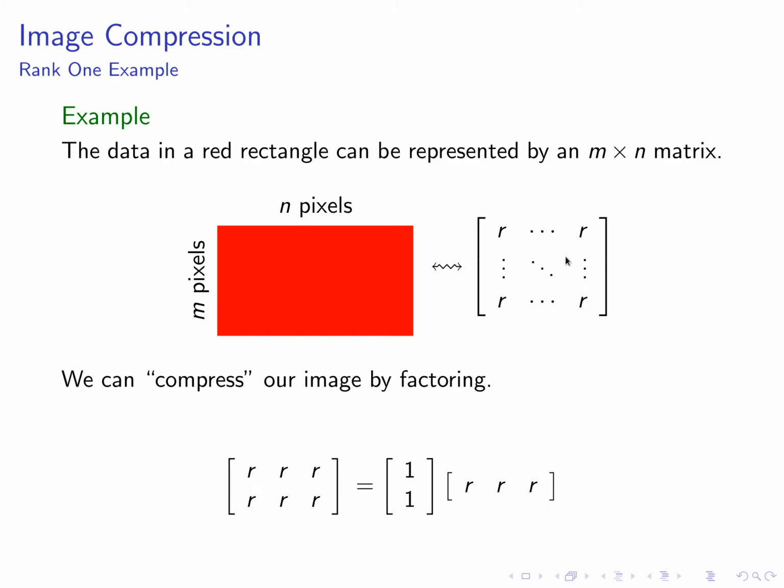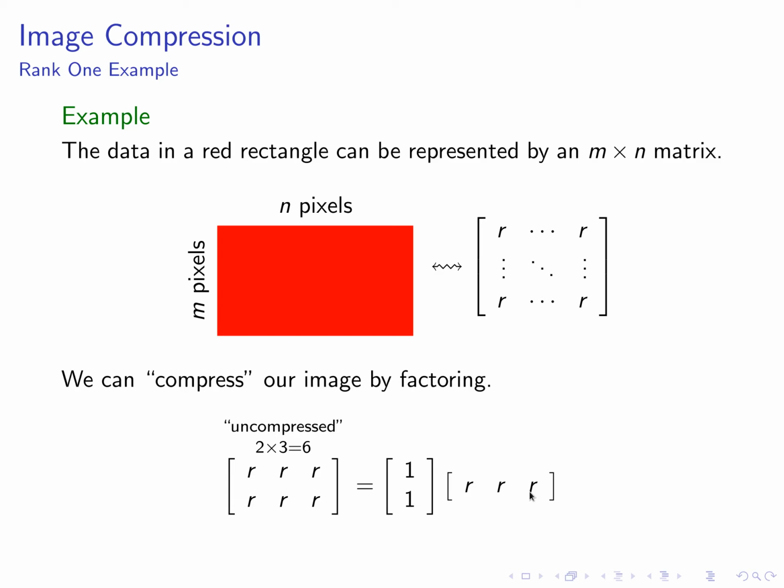Well, one thing I'll point out is that we can compress the data in our image by factoring our matrix. Let's say for the moment that we want to look at a 2 by 3 pixel red rectangle. One thing to notice is this 2 by 3 matrix factors as a 2 by 1 multiplied by a 1 by 3 matrix. Here, the 2 by 1 matrix has entries 1 and 1, and the 1 by 3 matrix has entries r, r, and r.